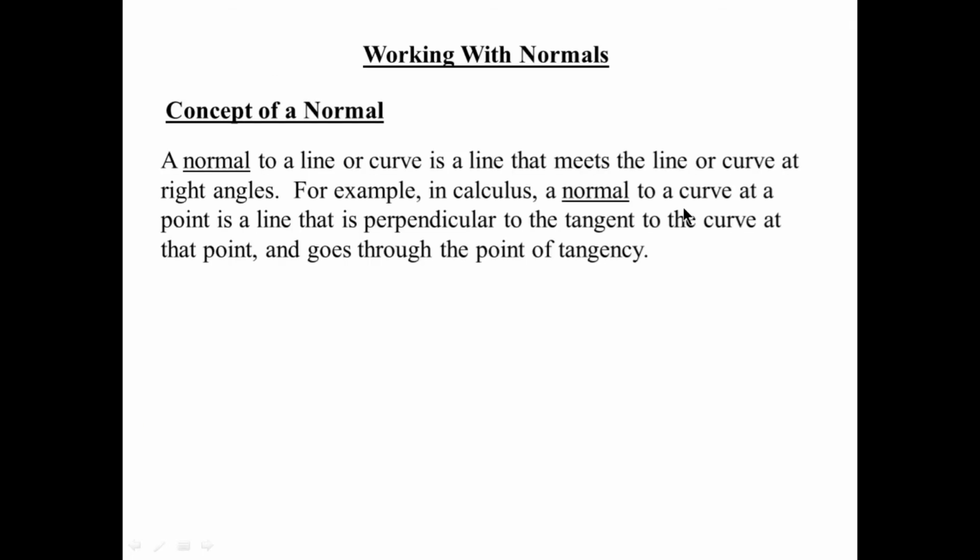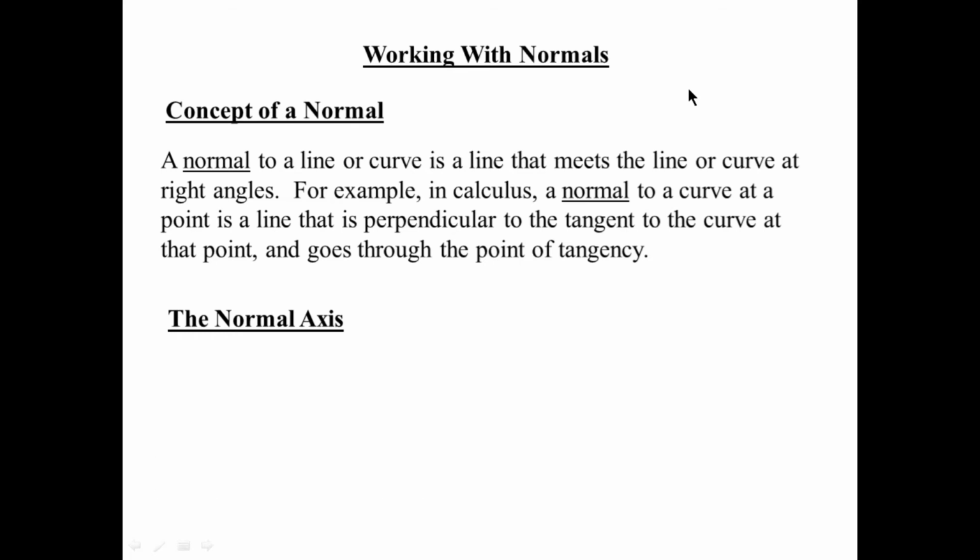Working with normals, the concept of a normal to a line or curve is a line that meets the line or curve at right angles. So for example, in calculus, a normal to a curve at a point is a line that is perpendicular to the tangent to the curve at that point and goes through the point of tangency. So all those questions in high school calculus that said find the equation of the tangent to the curve at the point could have been find the equation of the normal to the curve at the point. It's just at right angles.